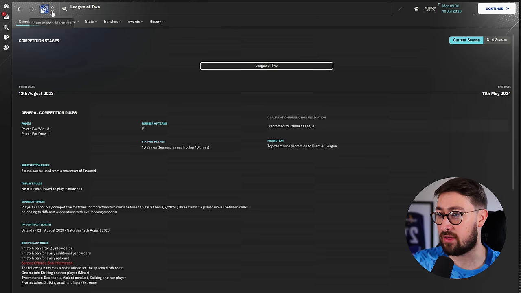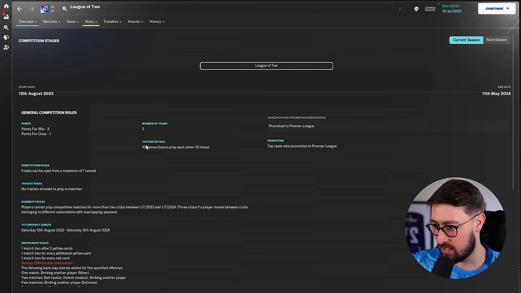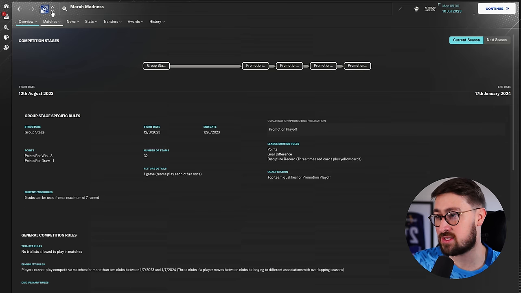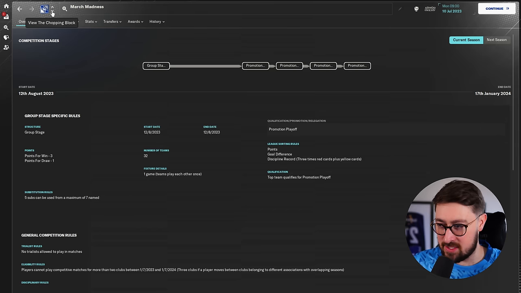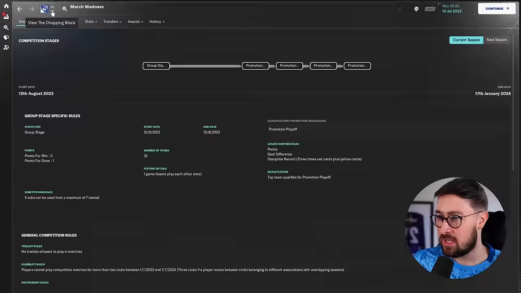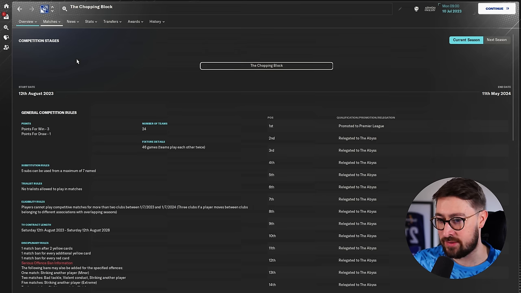This all the way down through the League of Two. How does this work? Is there just two teams in here? Why? There's literally two teams in here. Where did he get this from in his brain? It honestly baffles me. You got the Chopping Block, which is huge, I think. Yeah, 24 teams in there, most of them relegated to the Abyss.